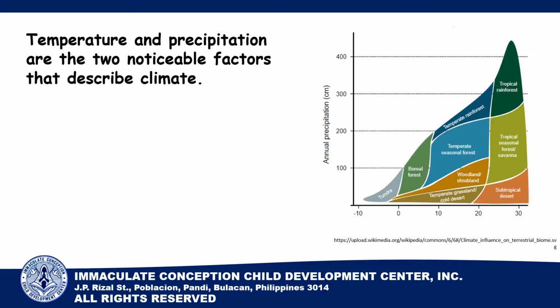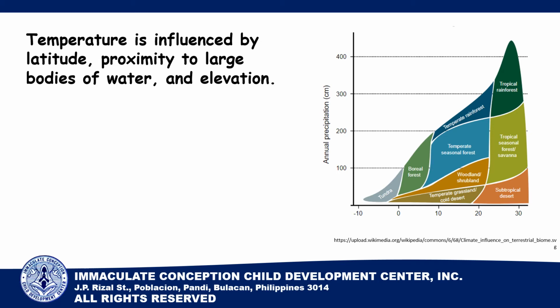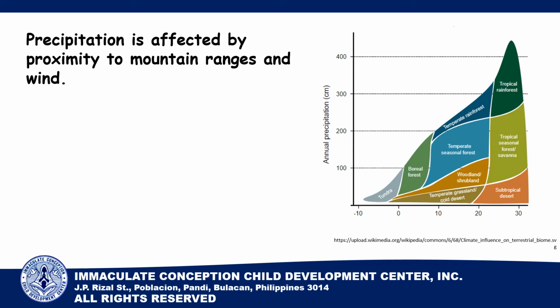Temperature and precipitation are the two noticeable factors that describe climate. But both temperature and precipitation are influenced by other factors. Temperature is influenced by latitude, proximity to large bodies of water, and elevation. Precipitation, meanwhile, is affected by proximity to mountain ranges and wind.